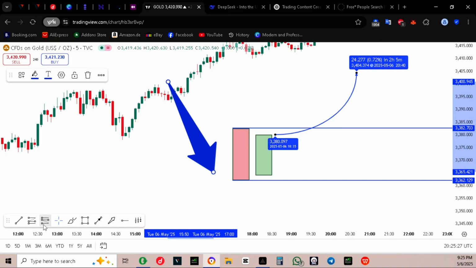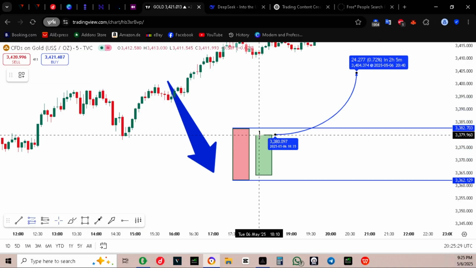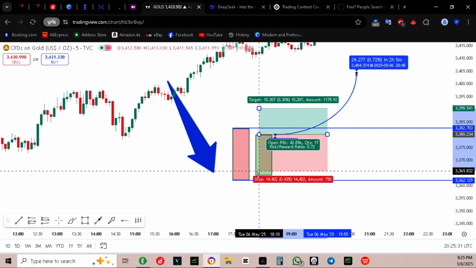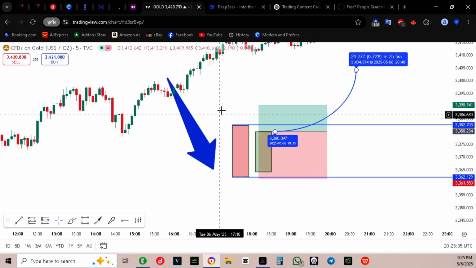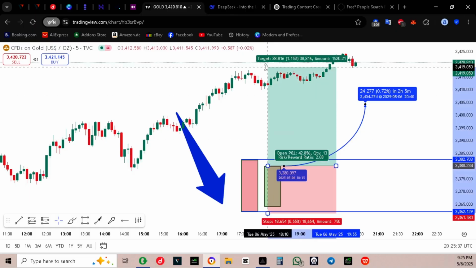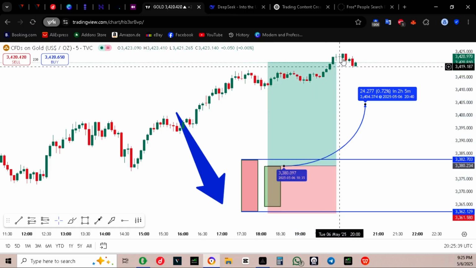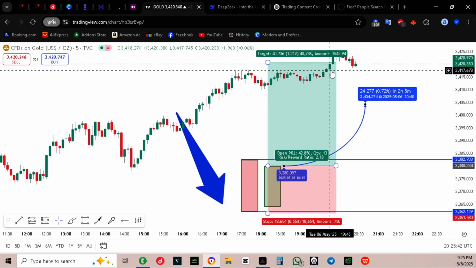Then you have now your beautiful risk to reward ratio. As soon as the closing price of this harami candle plays out, boom, then you now go for a beautiful 1 to 5 risk to reward ratio. Okay, you go for 1 to 5 risk to reward ratio. That's how you are going to trade.